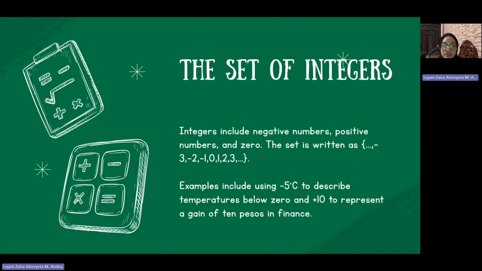Next is the set of integers. Integers include positive numbers, negative numbers, and 0. Examples are negative 3, negative 2, negative 1, 0, 1, and 2. We use integers for temperatures and gains or losses in money.